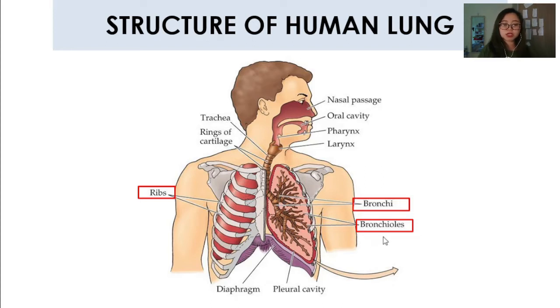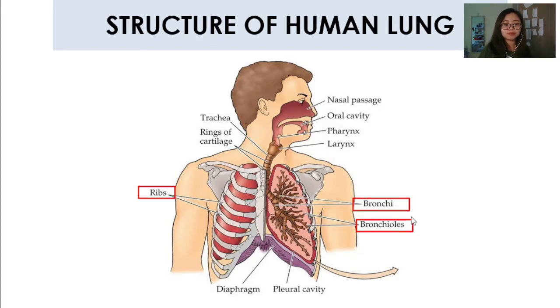Setiap cabang itu digelar sebagai bronchioles. Okay, bronchi branch off into bronchioles. And all of this is protected by the ribs or rib cage. Over here, you can also see this muscle, which is your diaphragm. And pleural cavity maksudnya adalah ruang kosong di sekeliling kamu punya paru-paru.